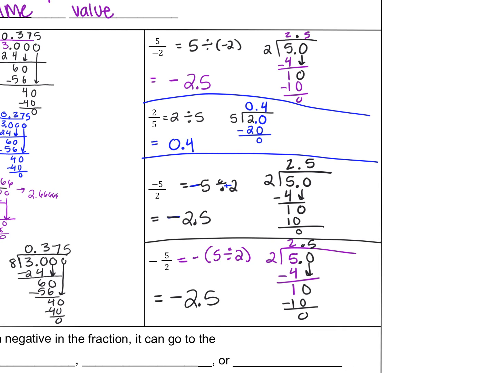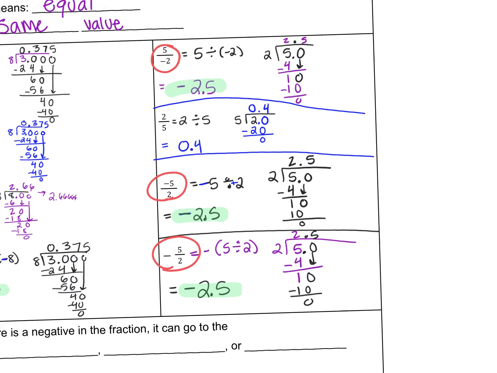So when I get the same answer, the same value, right, the same decimal, those are the ones that are equivalent because they end up equaling the same thing. So 5 over negative 2, negative 5 over 2, and negative 5/2 are all equivalent.